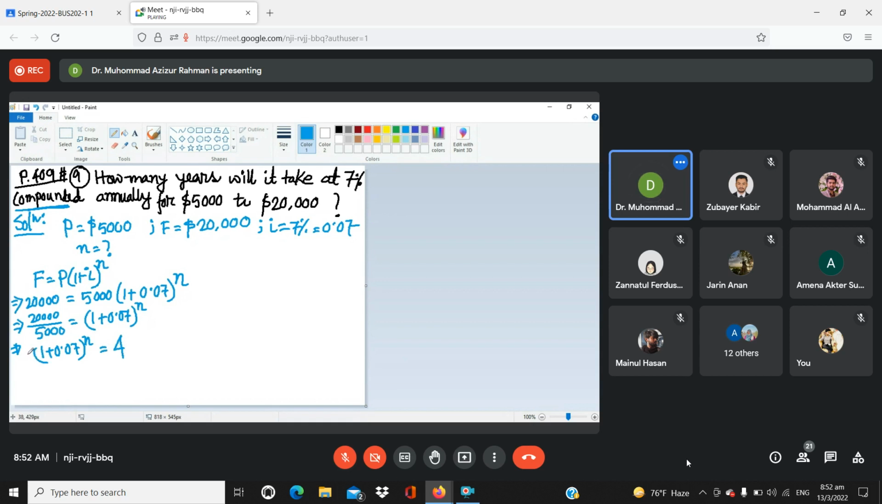So now what can we do? So bring ln. If we take ln on both sides, (1 + 0.07)^n = 4 becomes ln (1 + 0.07)^n = ln 4. So here what we did is take ln on both sides.